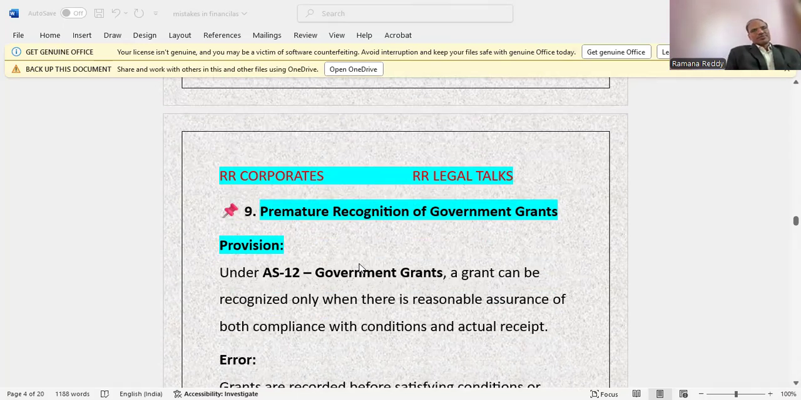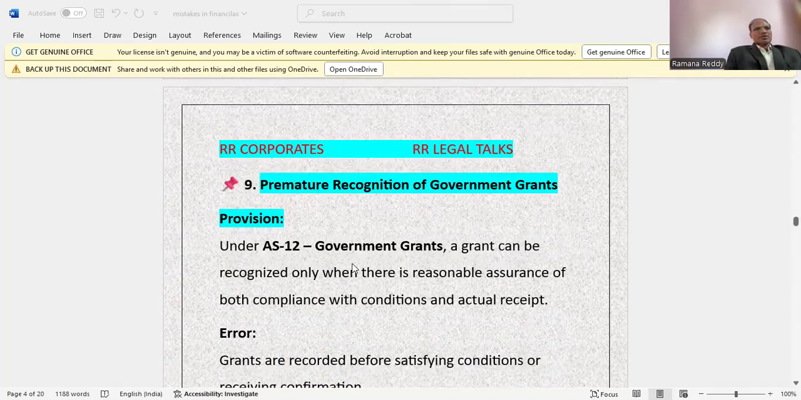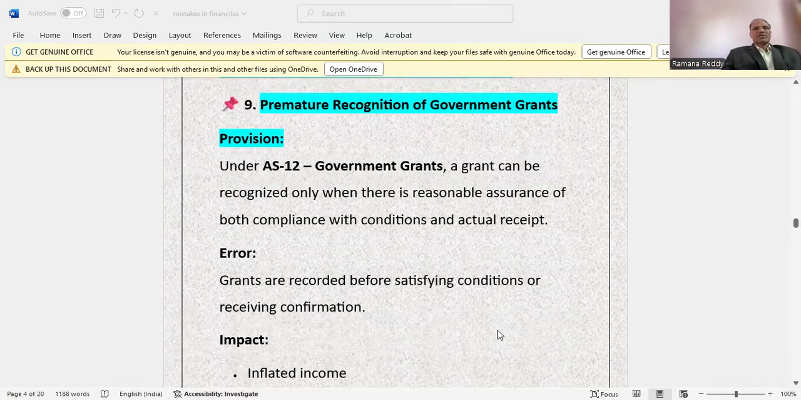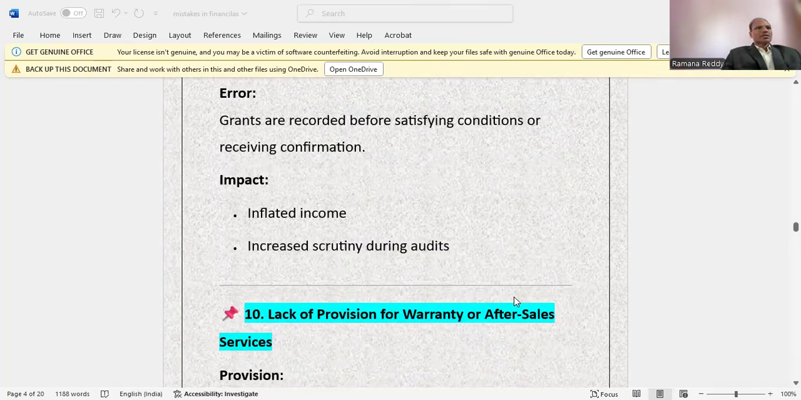Another error we'll see is the premature recognition of government grants. As per Accounting Standard 12, a government grant can be recognized only when there is reasonable assurance of both compliance with conditions and actual receipt. The error is that grants are recorded before satisfying conditions or receiving confirmation. The impact: inflated income and increased scrutiny during audits.